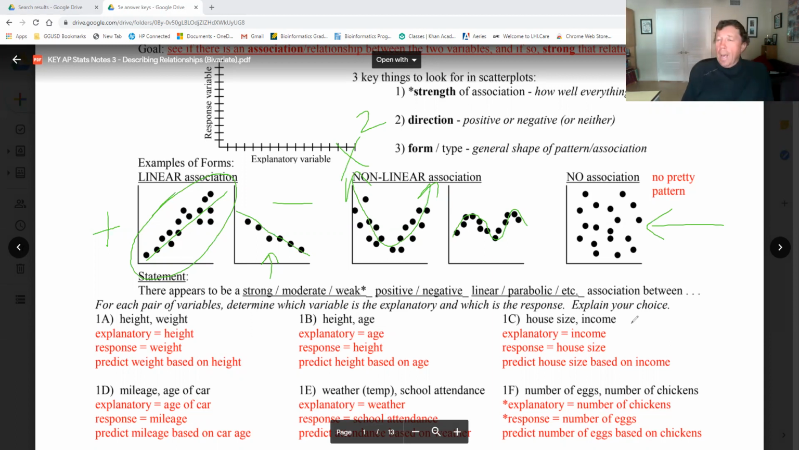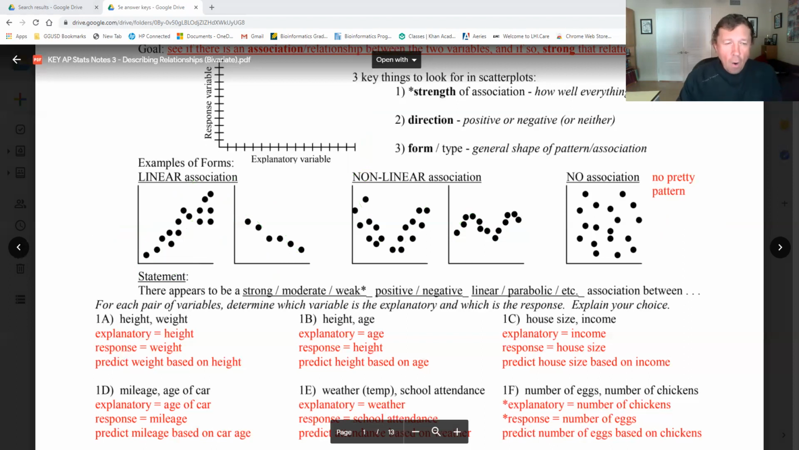I don't see a pattern there, and don't look at clouds where you're looking like, oh, I see a duck chasing a turtle. Don't do that. There's no pattern there. Okay. All right. So linear, non-linear, no association. That's kind of what we're doing right now. We're keeping it real simple.